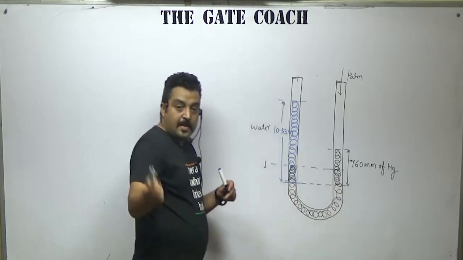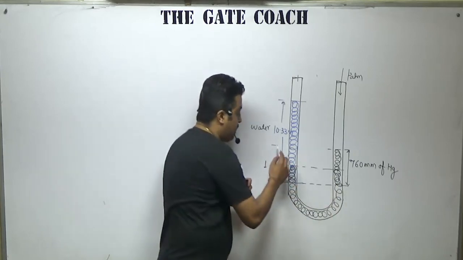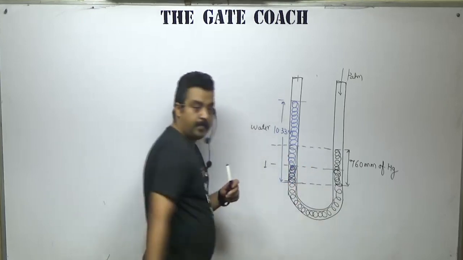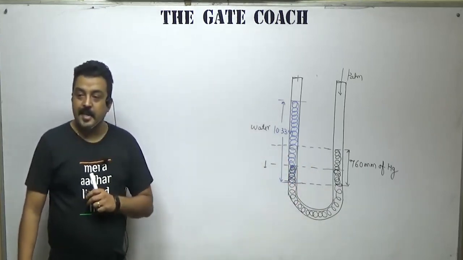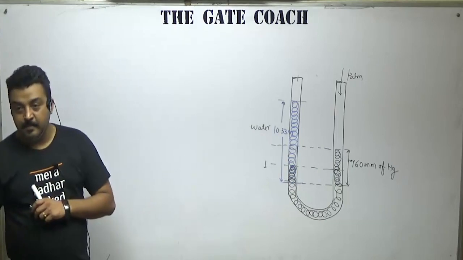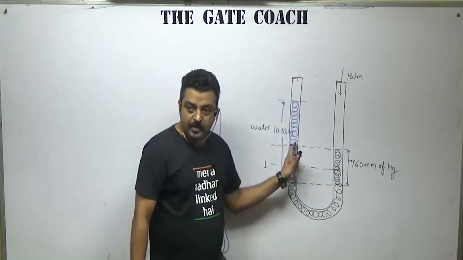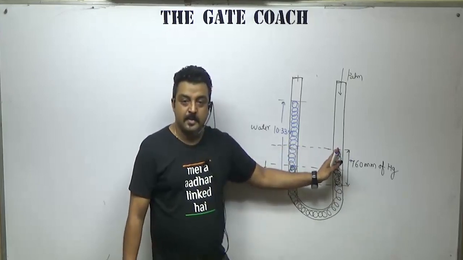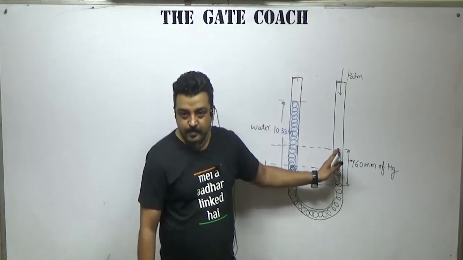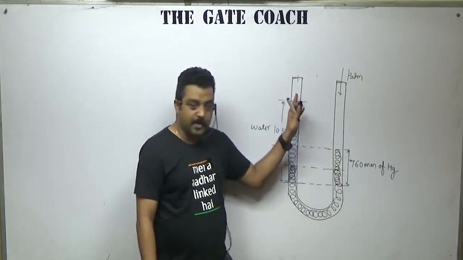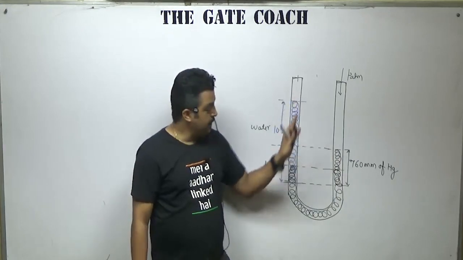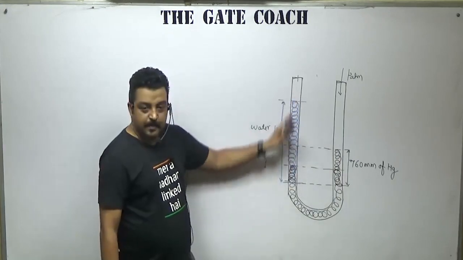Like this. Let's suppose you are marking a level here, and you are saying at the same level the pressure will be the same. You can see here, there is some pressure here. Here the pressure is zero. If we talk about gauge, there is also atmospheric. So this is some gauge value here.